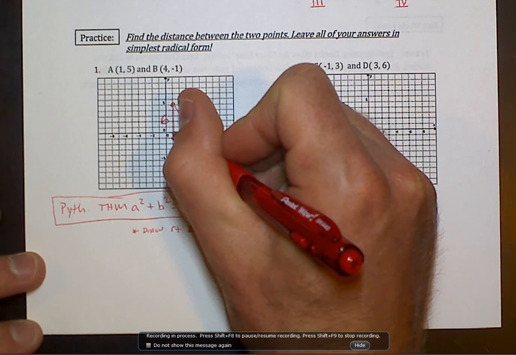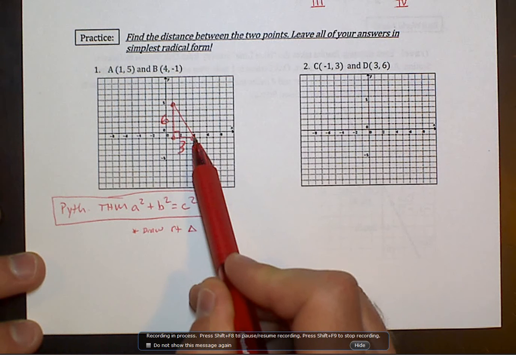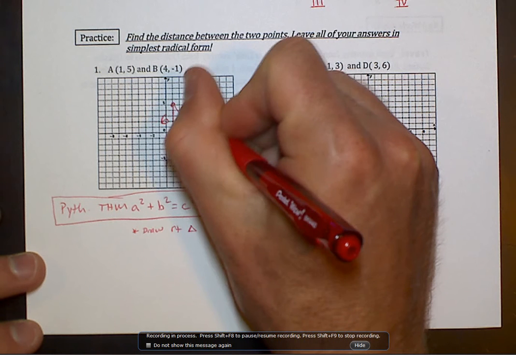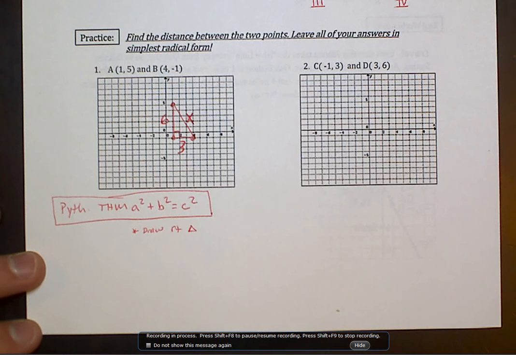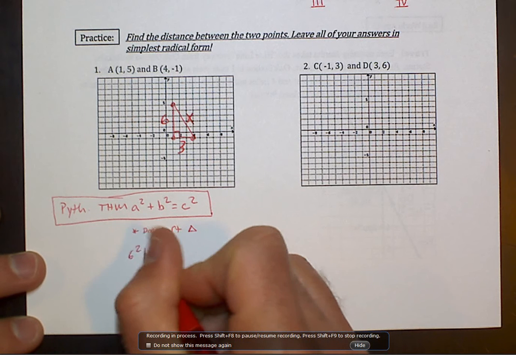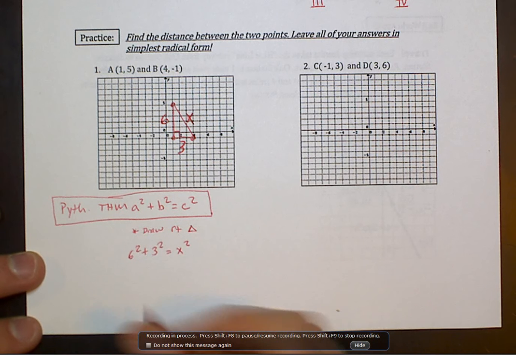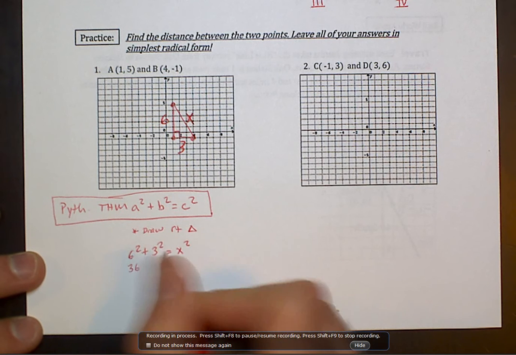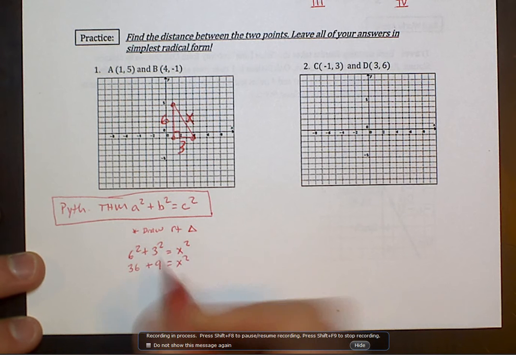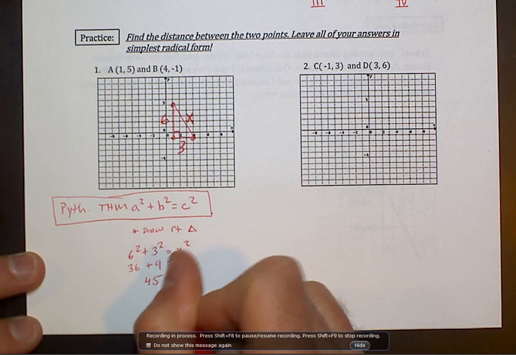And now we can use the Pythagorean theorem. We want to find the distance between these 2 points on the diagonal. I'll call it x. So we set up using the Pythagorean theorem. We're going to go 6 squared plus 3 squared equals x squared. 6 squared is 36. 3 squared is 9. 36 and 9 make 45, equaling x squared.